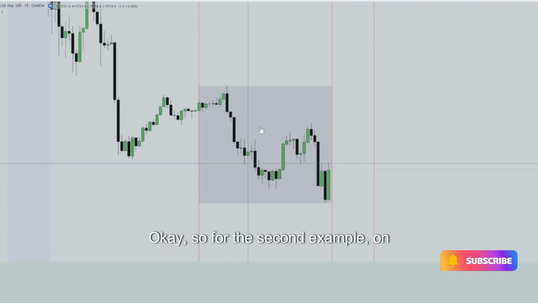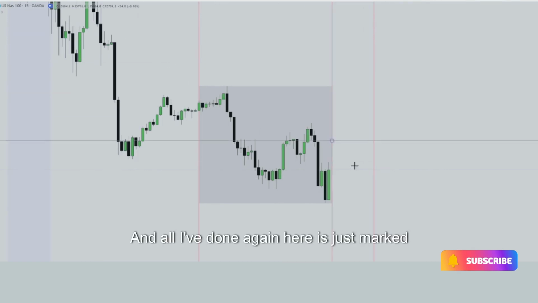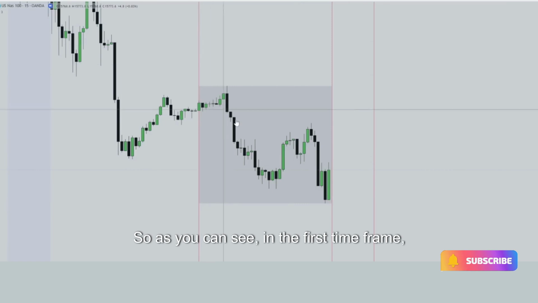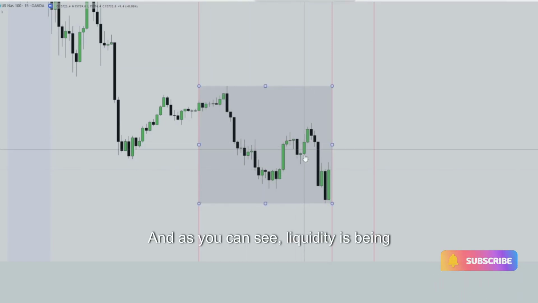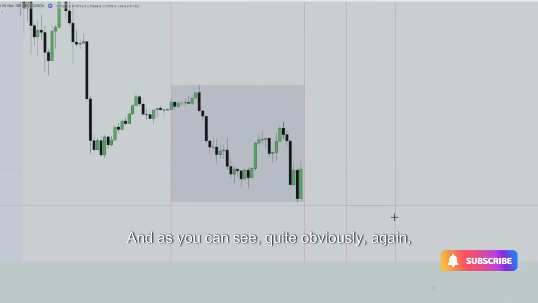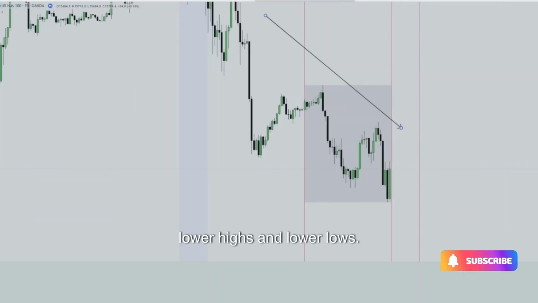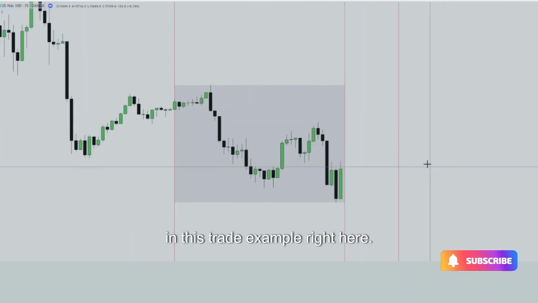Okay, so for the second example, we're on NAS 100 on the indices. We're on the 50-minute time frame. And all I've done again here is just marked out the time window that we're going to be trading. So as you can see in the first time frame, all I've done is marked out this box over here. And as you can see, liquidity is being built up inside this range. And quite obviously again, price is moving to the downside, making lower highs and lower lows. So it would make sense for us to sell in this trade example right here.